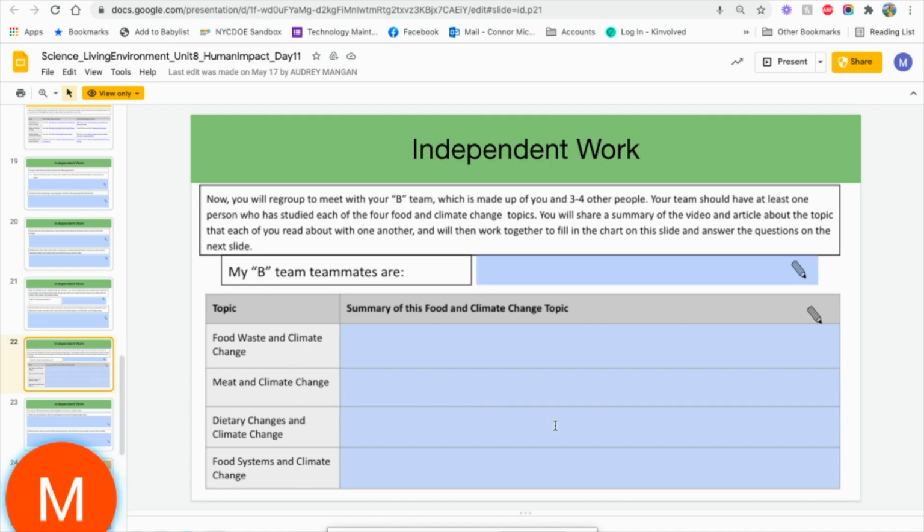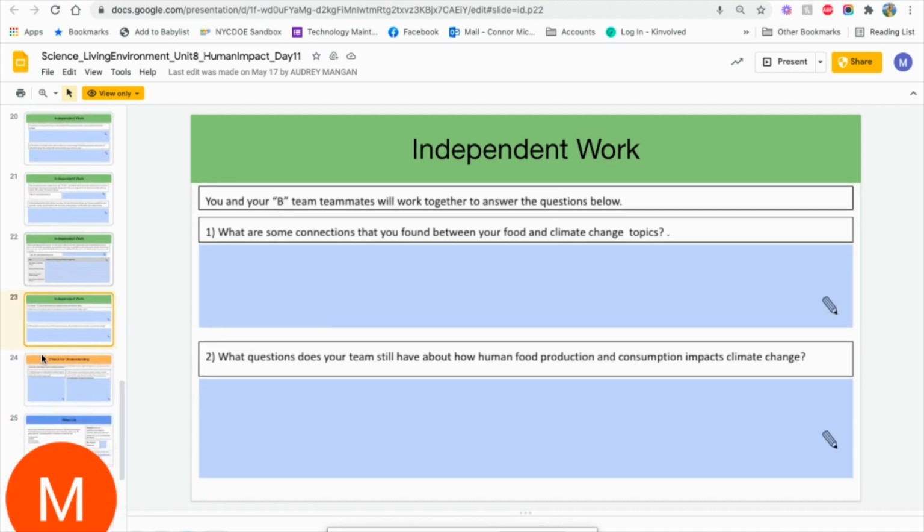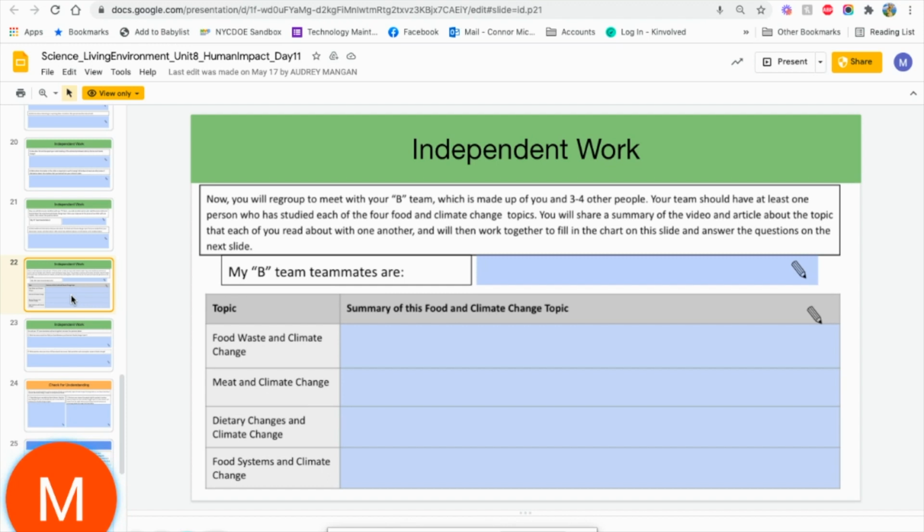And they'd give them a summary and teach them the ins and outs of the information that was presented to them. And then, of course, there are some independent questions that follow that. An extension for this activity is to have the students, either independently or in their groups, rate and justify which one of these is worse for the environment, or which one of these would be the best for people to change.